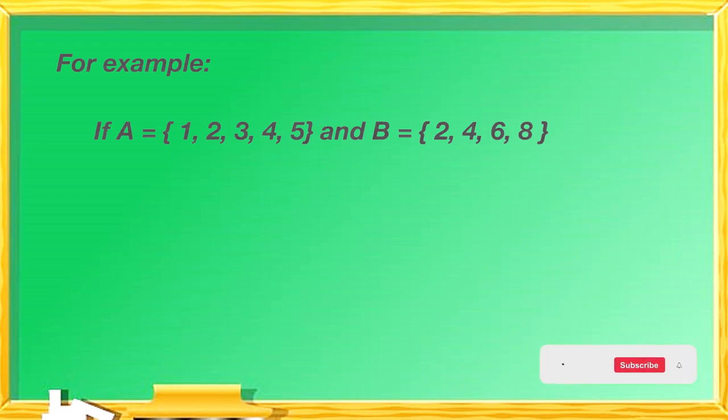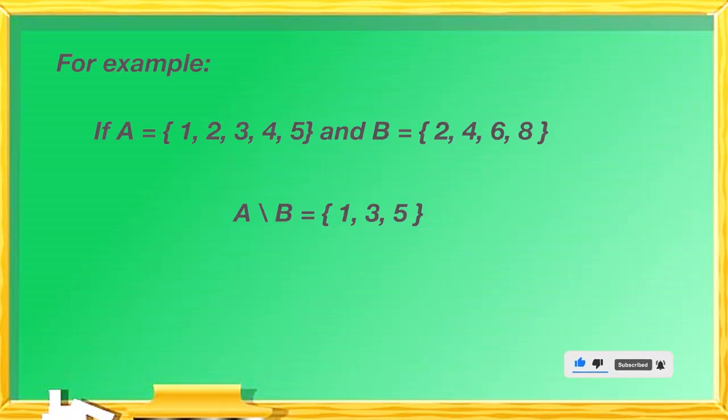For example, if A equals the set containing 1, 2, 3, 4, and 5, and B is the set containing 2, 4, 6, and 8, then A minus B is the set containing 1, 3, and 5, since we've removed the 2 and the 4 that were in B. B minus A is 6 and 8, since we've again removed 2 and 4.